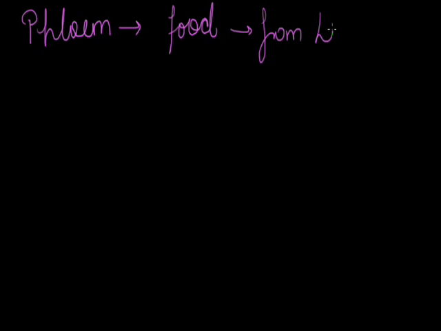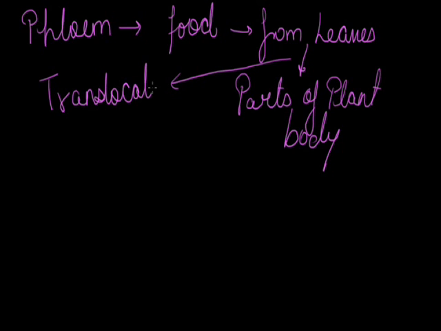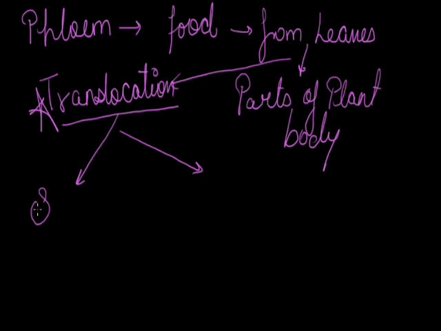Next, talking about the phloem, the transportation of food particles from leaves to various parts of the plant body is called translocation. Instead of calling it transportation, we will always say that it is translocation. So translocation can occur by two processes, that is symplast or apoplast.